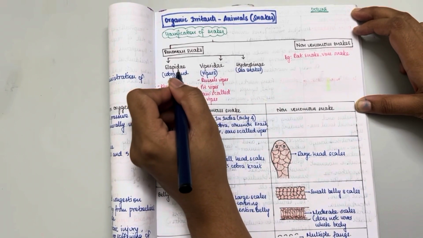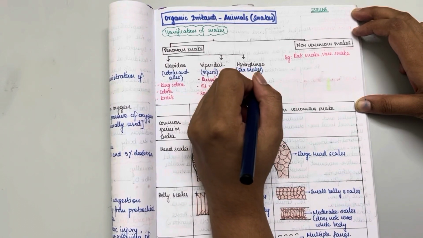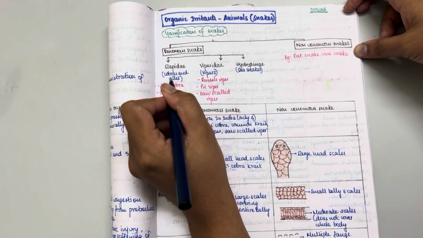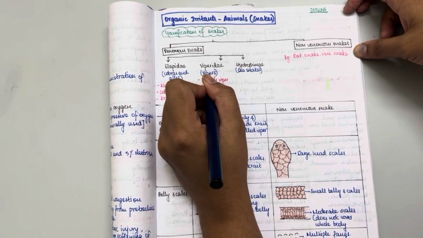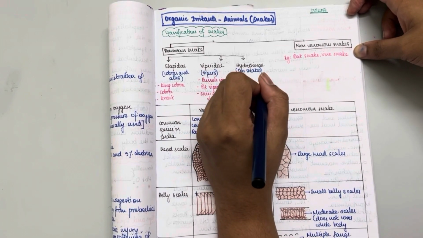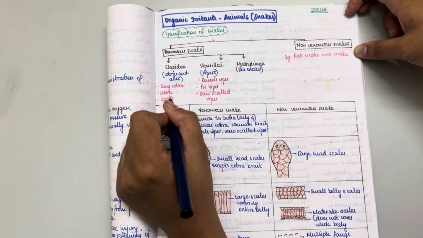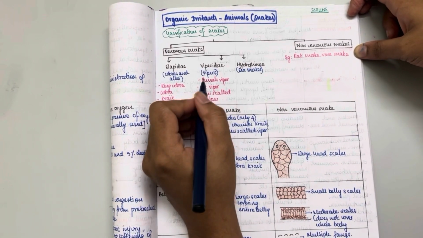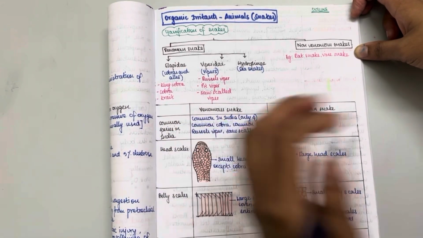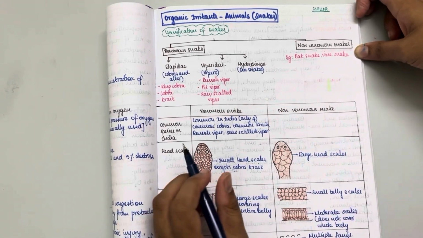So venomous snakes are divided into 3 types, that is Elapidae, Viperidae and Hydrophiinae. In Elapidae, it is cobras and allies. Viperidae consists of vipers and Hydrophiinae consists of sea snakes. In Elapidae, the examples are king cobra, cobra and krait. In Viperidae, it is Russell's viper, pit viper and saw-scaled viper. In non-venomous snake, it is rat snake and vine snake.